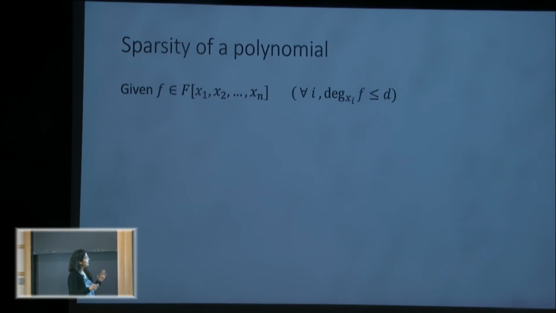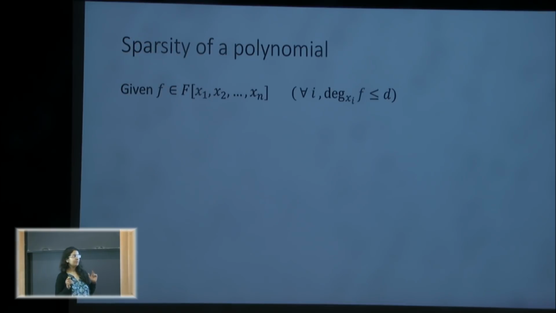So we're given as input a multivariate polynomial, and instead of a total degree bound, let's think the polynomial has an individual degree bound. So in each variable, this polynomial has degree bounded by d. So the total degree is at most n times d.